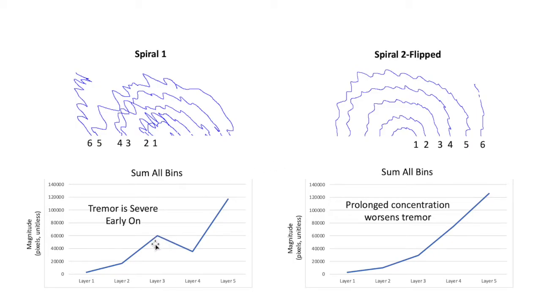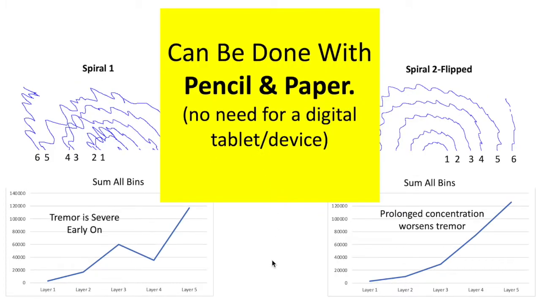You can detect when rings are not concentric. You can detect when the tremor occurs early on and rises rapidly, or rises gradually. The amazing thing is that this analysis can be done simply with a pencil and paper. There's no need for a digital device such as an iPad or a tablet. So this is great news for rural areas and underdeveloped nations where iPads are scarce. Patients can access our technology for an objective assessment of their spiral test or any other neurological drawing test simply by using a pencil, paper, and the camera on a smartphone.